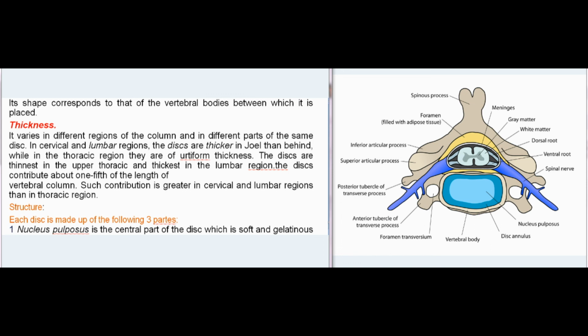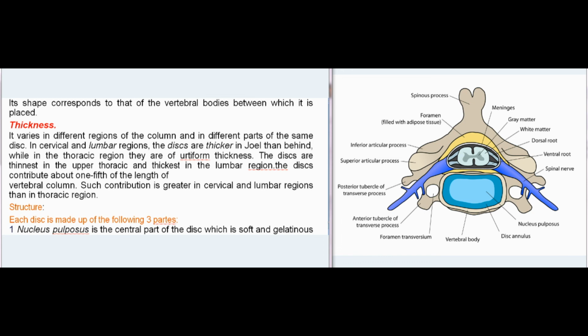In cervical and lumbar regions, the discs are thicker in front than behind, while in the thoracic region they are of uniform thickness. The discs are thinnest in the upper thoracic and thickest in the lumbar region. The discs contribute about 1/5 of the length of vertebral column. Such contribution is greater in cervical and lumbar regions than in thoracic region.